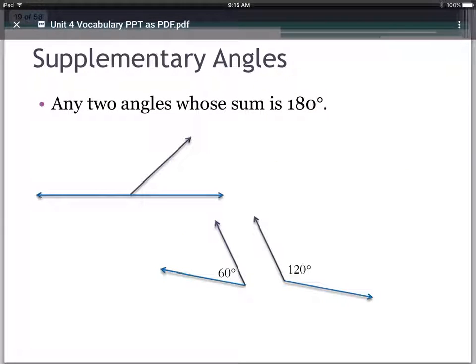Supplementary are any two angles that, when added together, equal 180. So some random floating 60 degree angle and some random 120 degree angle, 60 and 120, is 180. Likewise, if I took just some random straight line and drew a random angle out of it, these two angles, this one and this one, together equal 180. The reason I know that is that a straight angle is 180, so I draw this line coming out and I get two angles that equal 180.